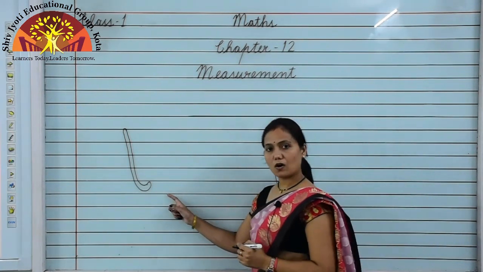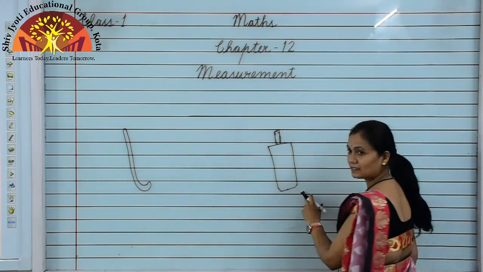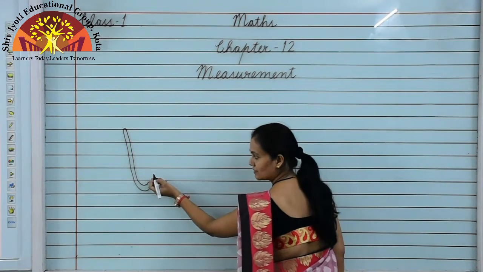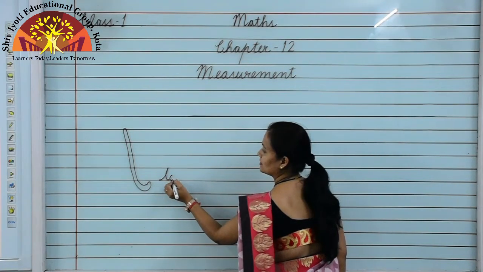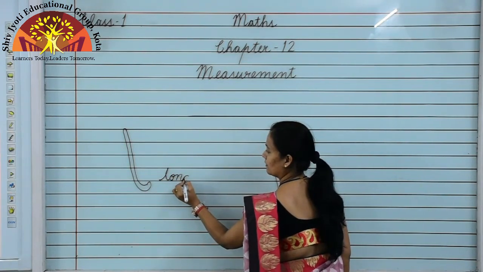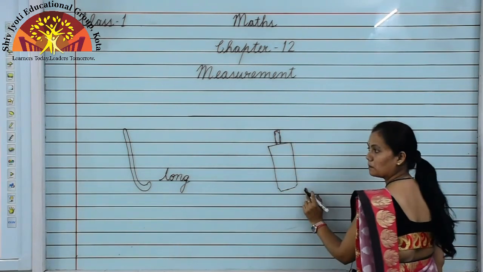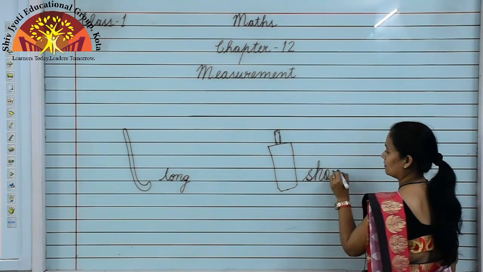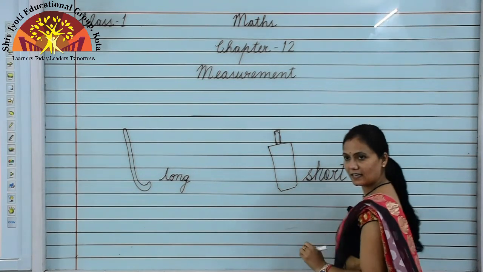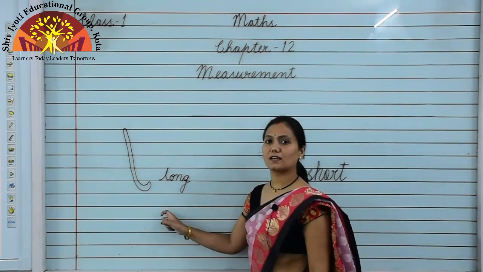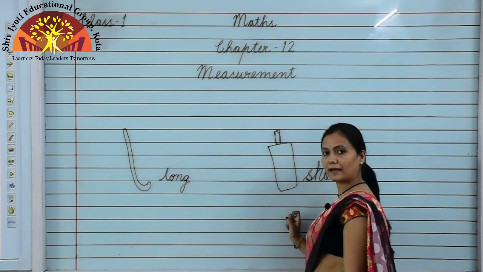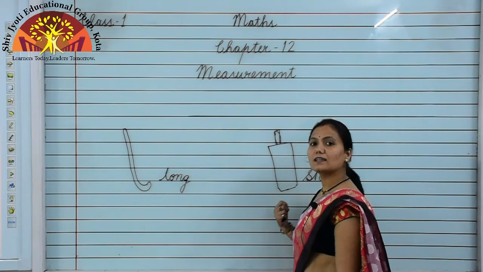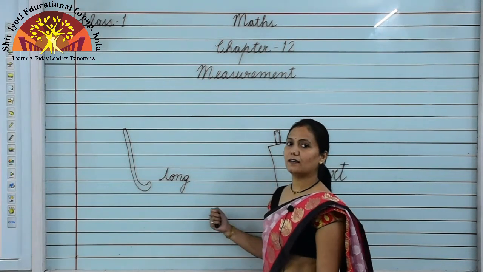This is a hockey stick and this is a bat. We can see that this hockey stick is long and bat is short. Or we can say that this hockey stick is longer than a bat. Or in another way we can say that this bat is shorter than a hockey stick.